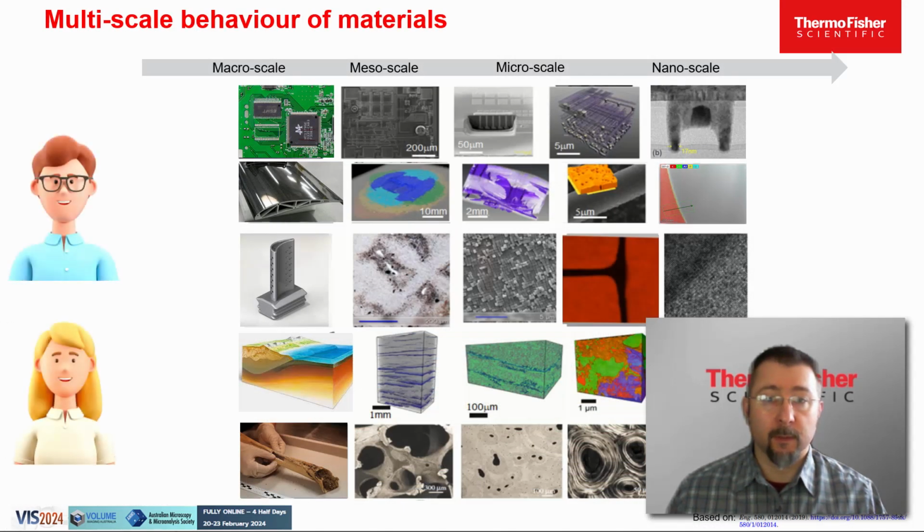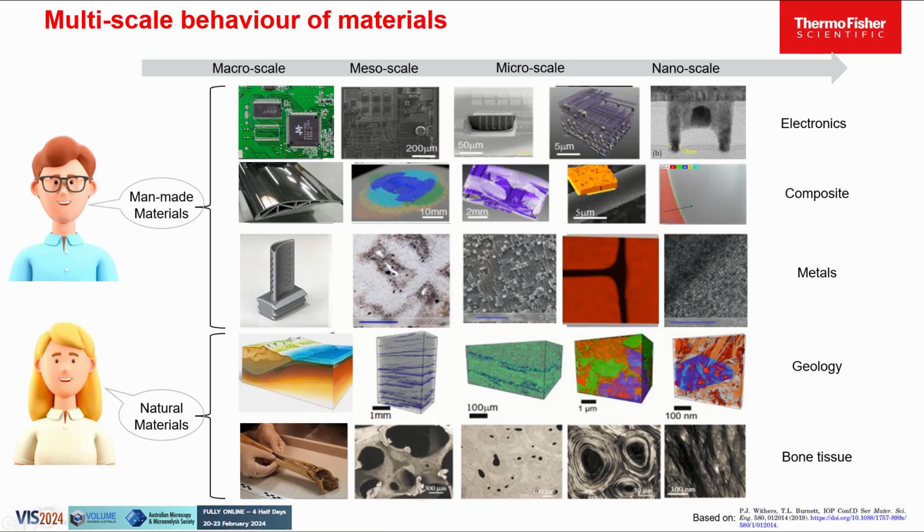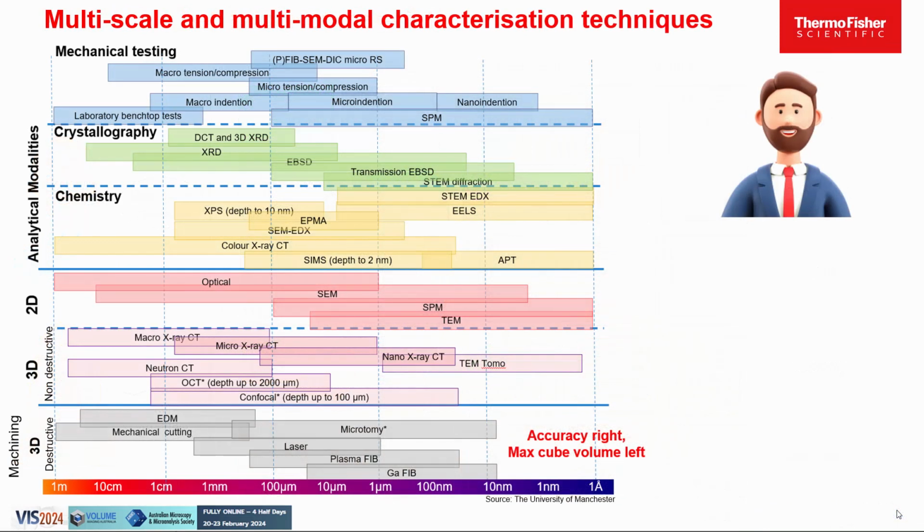Now let's meet scientists Alice and Bob. Alice and her group are focusing on natural materials, while Bob and his group are dealing with man-made materials. They are facing challenges in multi-scale characterization of materials, in particular microstructure characterization. They are meeting Gary to get an insight into multi-scale and multimodal characterization techniques.